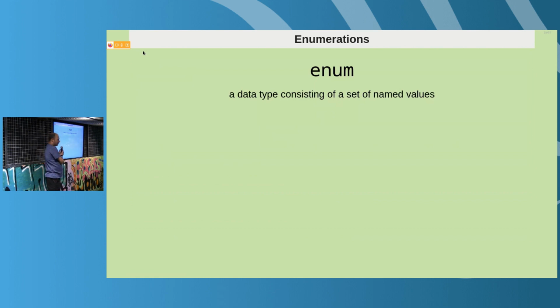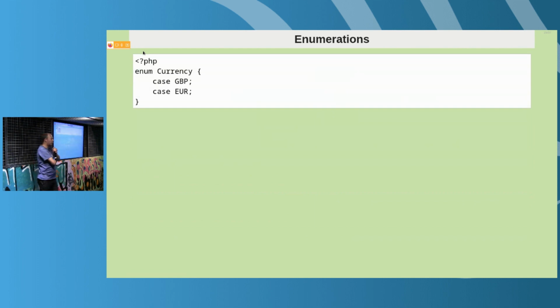Now we've got enumerations. Enumerations are a way of saying we have an object with, let's say, a type, and this type can only be one of several values. So let's take the currency enumeration. The enumeration here I call Currency, and it has two possible values, GBP and EUR, pounds and euros. This is what the basic syntax looks like.